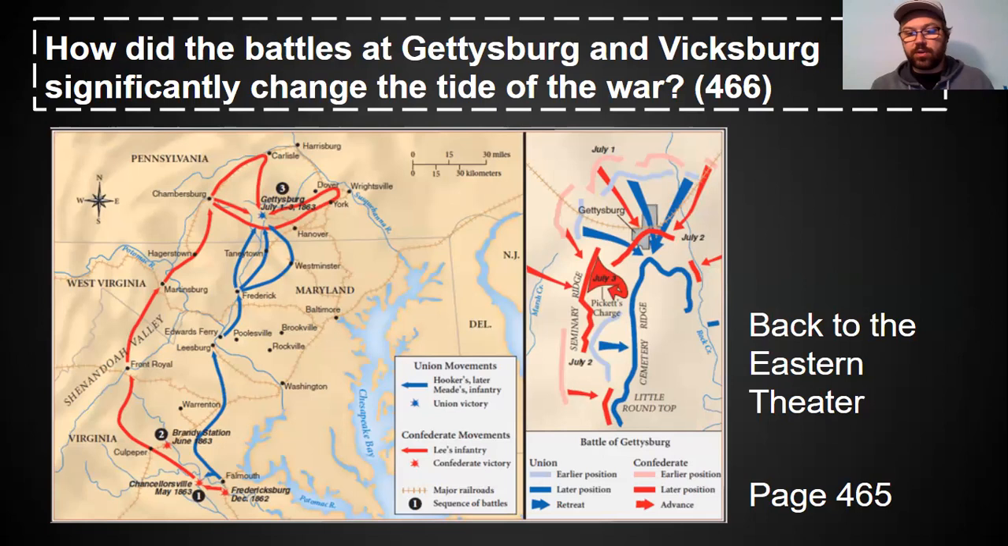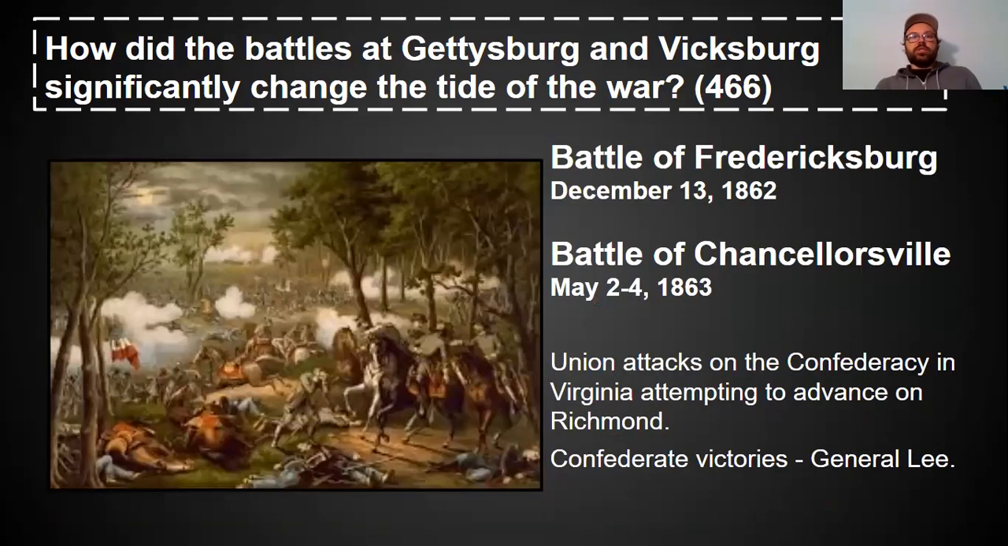So now going back to the Eastern Theater War of 1863. A couple more battles. In December of 1862, the Battle of Fredericksburg, yet another attempt at getting to Richmond that was blocked by the Confederates. Battle of Chancellorsville in May of 1863, yet another attempt by the Union to get to Richmond, blocked by the Confederates. So we are back at a stalemate and back at a place where General Lee, I was going to say his first name and then for some reason just forgot it right now.